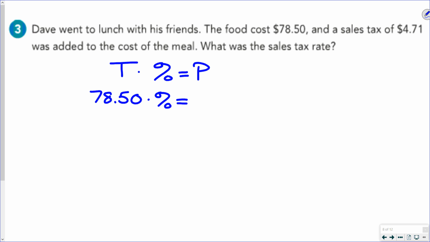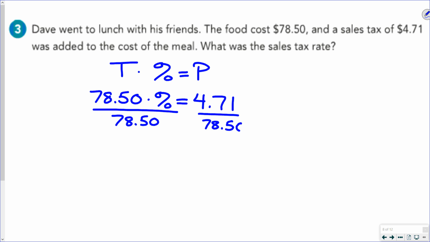And instead of spending $2.60 in sales tax, we spend $4.71. In the previous question, we divided both sides by 52. So for this one, we're going to divide both sides by 78.50. And remember, you are allowed to use your calculator on this. So type that into your calculator, you get 0.06. But if you recall, that is a decimal. We want a percentage. And so that makes our percentage 6%.